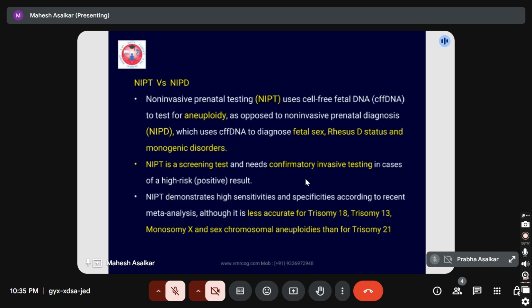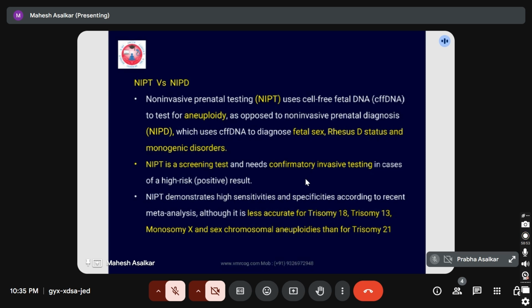Okay, so non-invasive prenatal testing, NIPT, uses cell-free fetal DNA to test for aneuploidy, as opposed to non-invasive prenatal diagnosis, which uses cell-free fetal DNA to diagnose fetal sex, RH status, and monogenic disorders. So in both cases cell-free fetal DNA is used, but NIPT is used for aneuploidy, while diagnosing the sex, RH status, and monogenic disorders comes under NIPD.